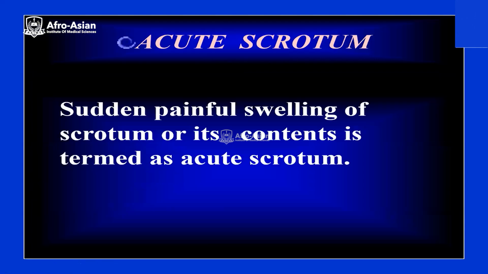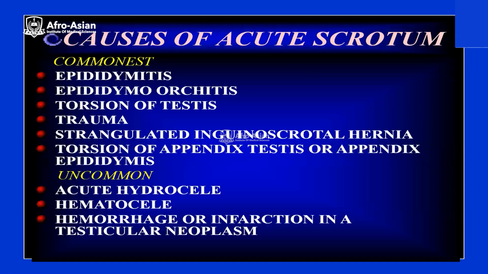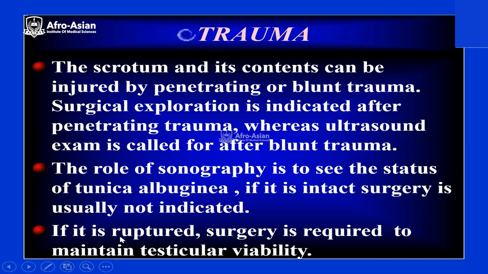In acute scrotum, sudden painful swelling of the scrotum and its contents is termed acute scrotum. The causes are epididymitis, which means inflammation of the epididymis, and epididymo-orchitis, inflammation of the epididymis and testes. Then there is torsion of testes, trauma, strangulated inguinoscrotal hernia, torsion of appendix testis or appendix epididymis. The uncommon causes of acute scrotum are acute hydrocele, hematocele, hemorrhage, or infarction in a testicular neoplasm.